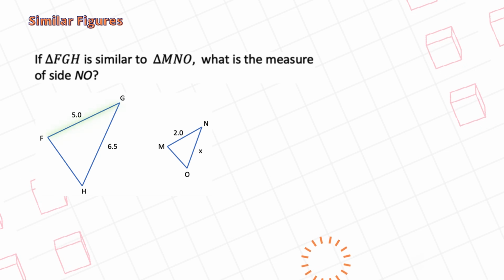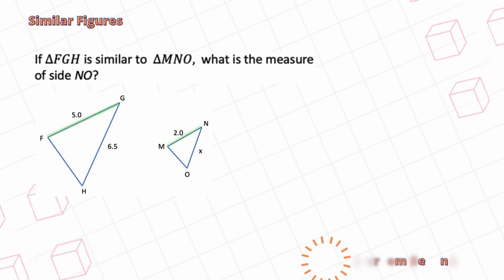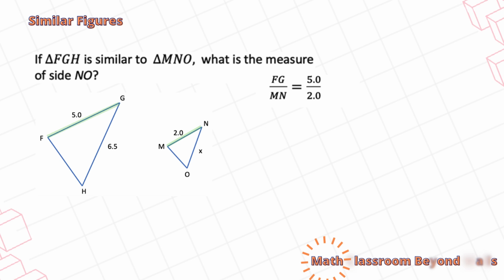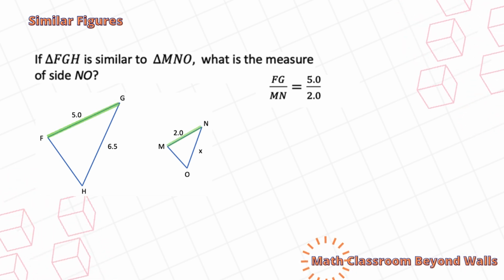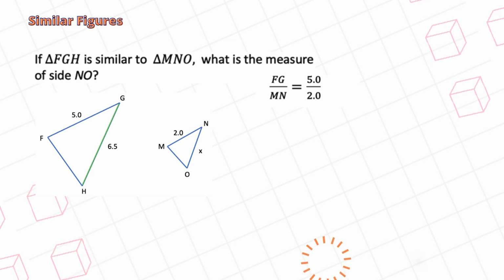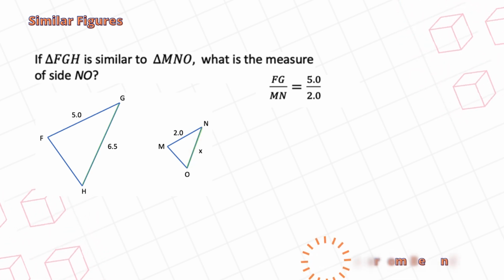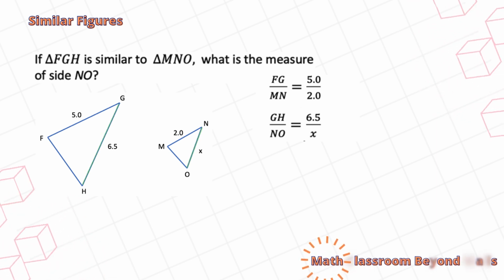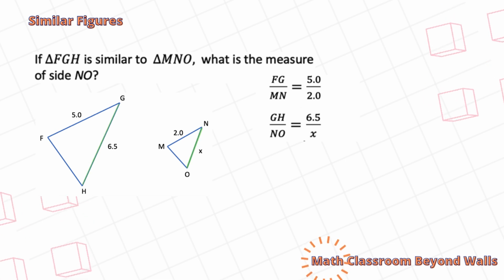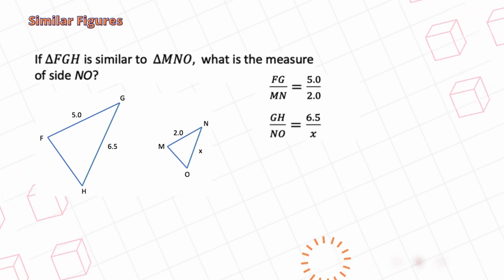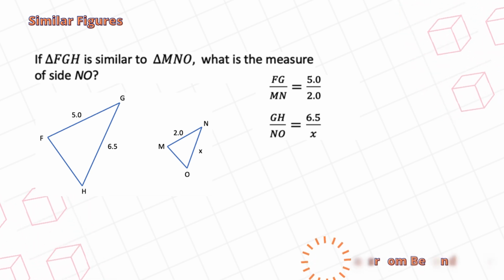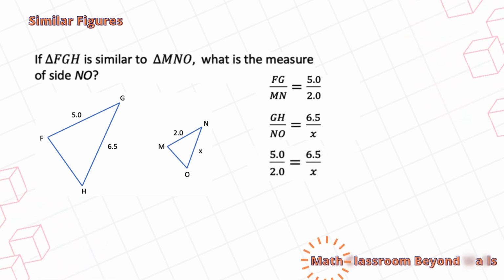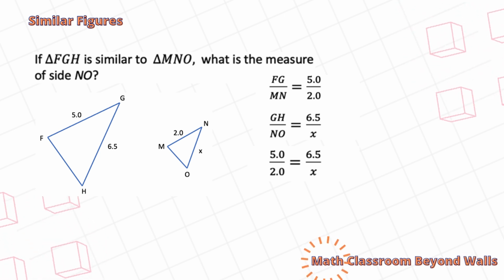Here, side FG corresponds to side MN, so we set up the ratio. FG over MN is 5 over 2. Likewise, side GH corresponds to side NO. We again set up the ratio. So we have GH over NO is equal to 6.5 over X. Since the two triangles are similar, the ratios are the same or equal. So we have this: 5.0 over 2.0 is 6.5 over X.